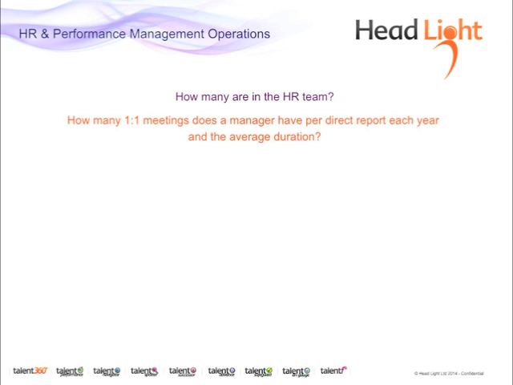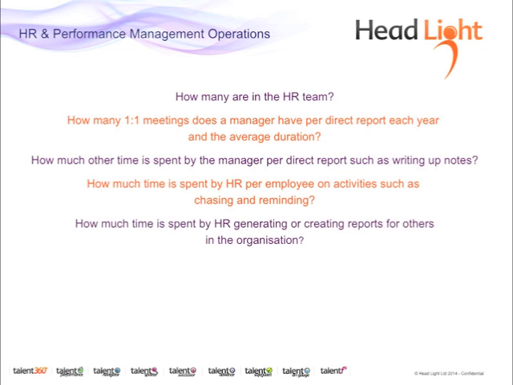So before we go on, now that we've baselined this particular organisation, let's also look at how performance management currently operates in this business, and also look at some of the HR factors that are involved. So you need to ask yourself, we know how many are in the HR team, but we also need to look at how much time managers spend per direct report each year on a one-to-one. We need to be looking at how much time a manager is spending writing up notes and HR chasing.